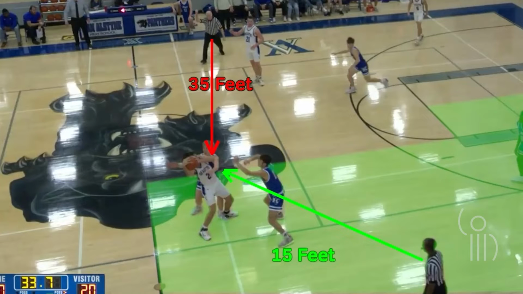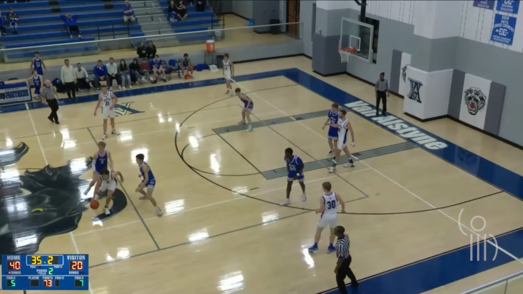Now, if I see something egregious, push and shove and knocks him down, and my partner says, then I can come in, I can get that. But a reach and foul, I'm not going to get. You guys agree or disagree?